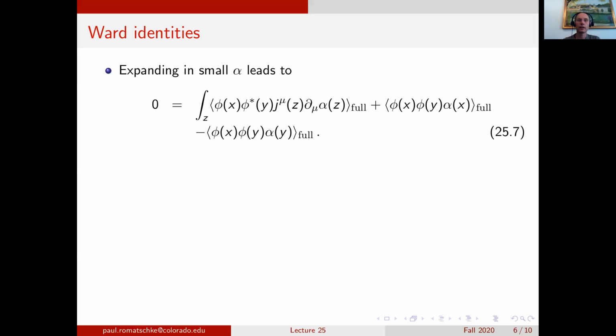If we expand in small alpha, we then get 0 is an integral over phi of x, phi star of y, j mu d mu alpha of z, plus the expectation value of this operator we are considering times alpha of x for the first term and minus alpha of y for the second term. Note that this derivative here acts purely on z.